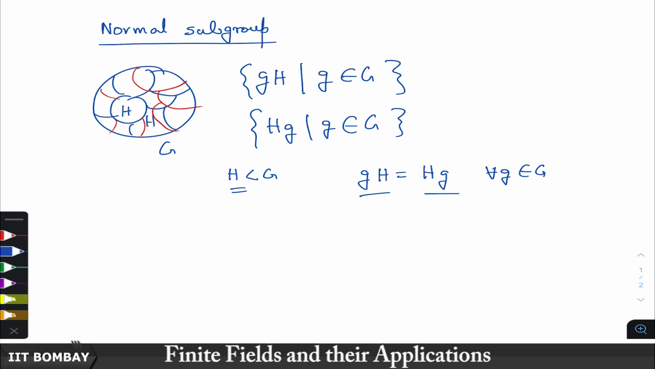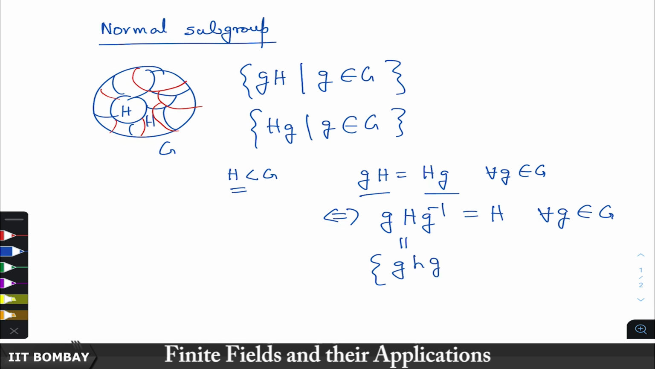Another way of writing this is to say that gHg inverse is the same as H for all g. This is if and only if. And how is this set defined? It is the usual definition. It is the set of ghg inverse where h belongs to capital H.